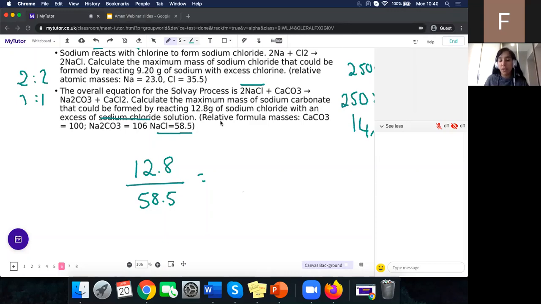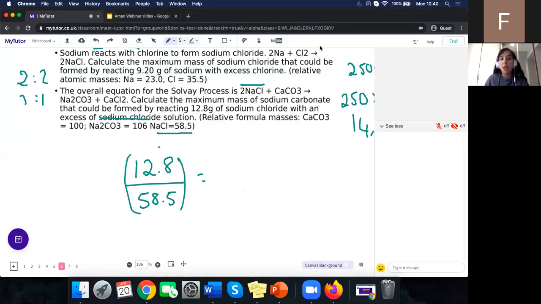You're not going to get a nice number here, but that's okay. So 12.8 divided by 58.5 is the number of moles. For the purposes of keeping the answers correct, I'm going to leave it as a fraction, and that's absolutely fine to do. So yeah, it's about 0.22. And then we look at the equation.